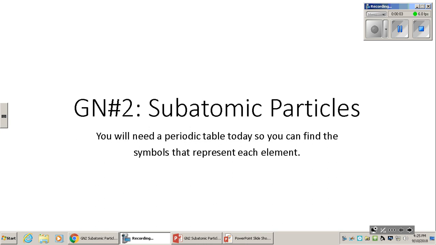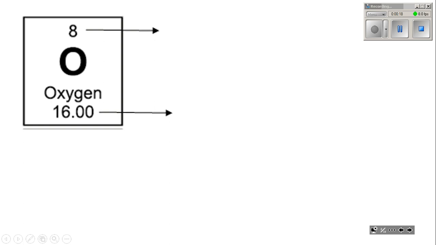Okay guys, this is Unit 2, Guided Notes number 2 on subatomic particles. You're really going to need a periodic table today, and maybe a calculator to help you with some pretty simple math as we go through how to calculate the number of subatomic particles in an atom of an element.